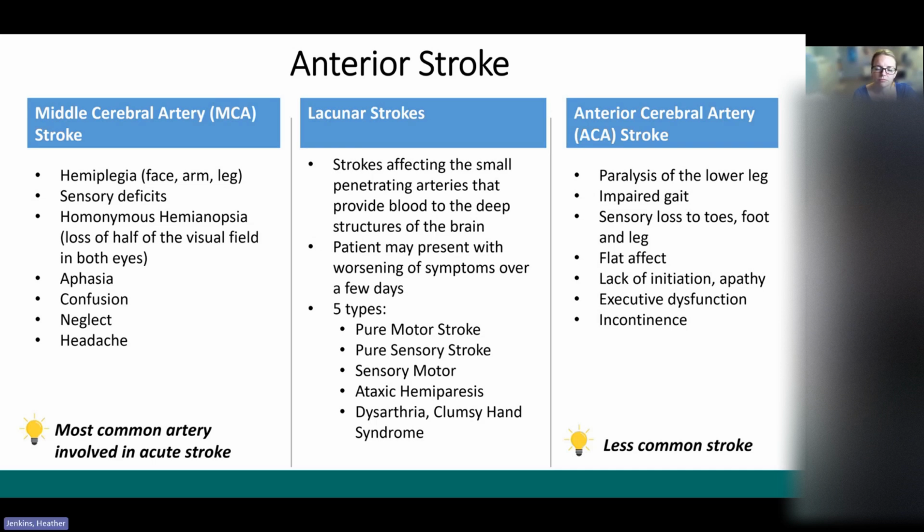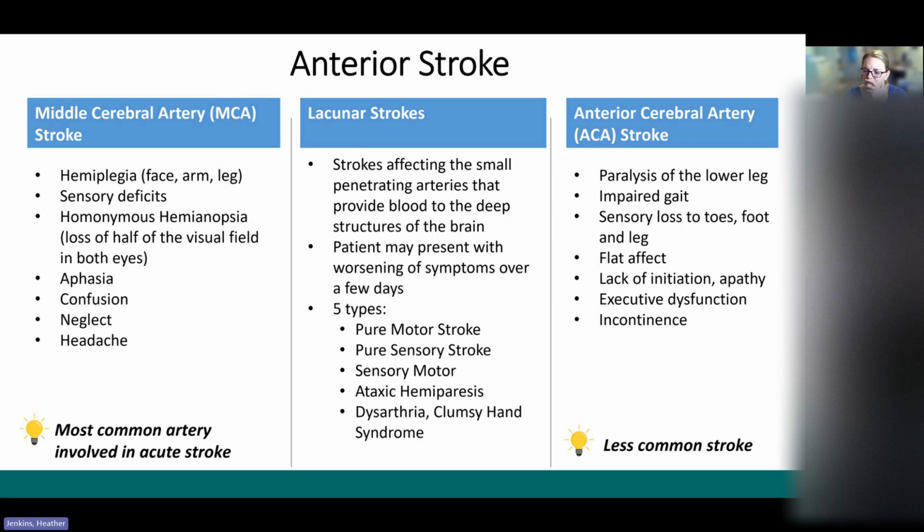if we look at the middle cerebral artery, one of the main branches that comes off of our anterior circulation, this is the most common artery involved in a stroke. About 2/3 of all ischemic strokes occur in this territory, and it is a large piece of neurological real estate.